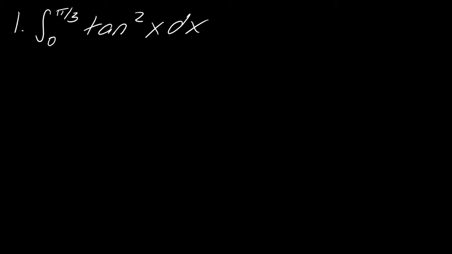Starting with number 1, we've got the definite integral from 0 to pi over 3 of tangent squared of x. One thing to note here, we do not have an antiderivative formula for tangent squared. So you always want to think back to what you actually definitely know. Since I can't integrate this, I have to think about what other properties I know. One thing I know is 1 plus tangent squared x is secant squared x. So I can use this property to rewrite my integral.